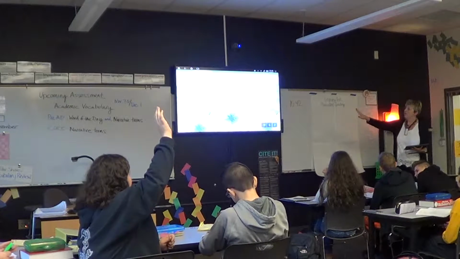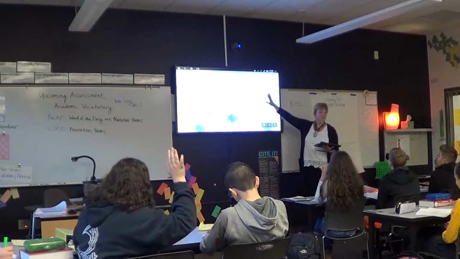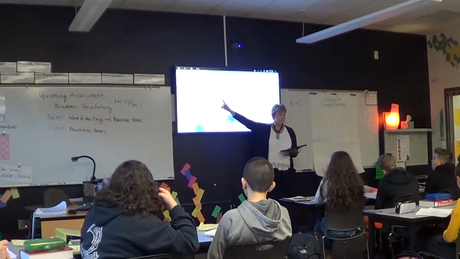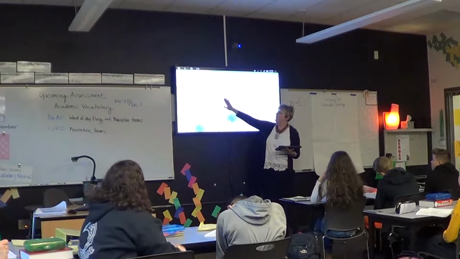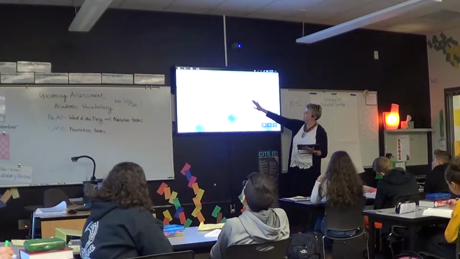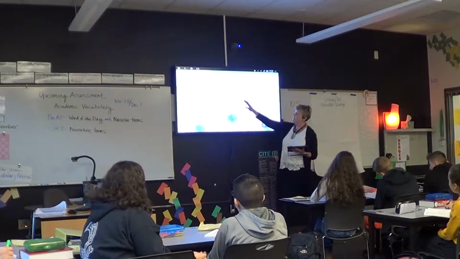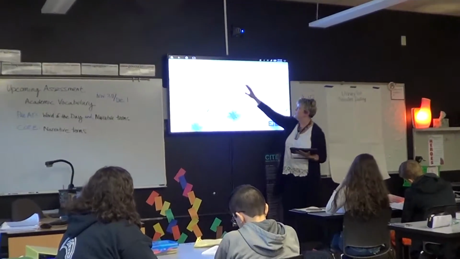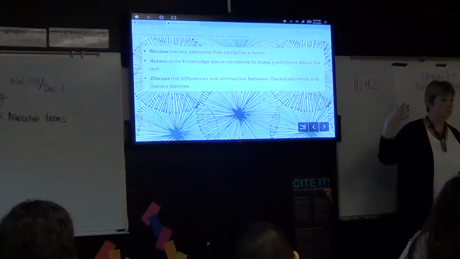All right, so let's go back up here. Review literary elements. Notice the key word, review. Access prior knowledge about narratives to make predictions about the text. We know narratives are stories. Accessing prior knowledge to make predictions about the text. Anyone want to talk about that one?